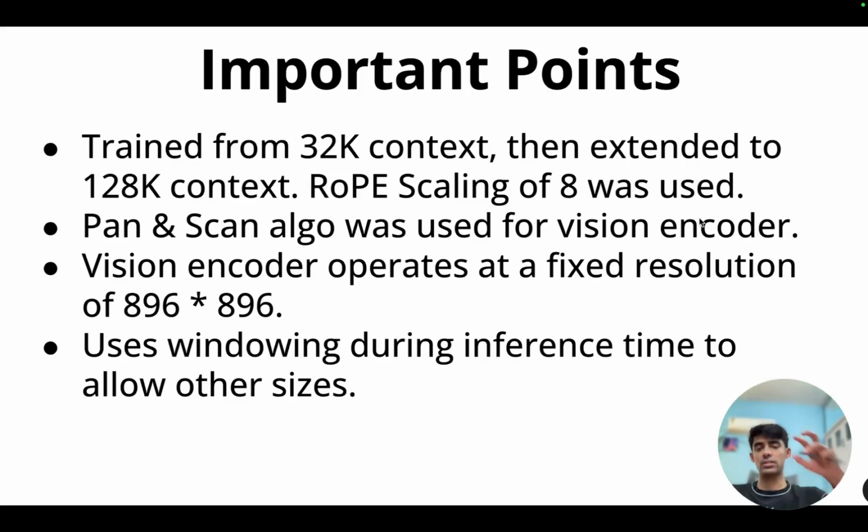Now, important points: they trained with a 32K context, then extended it to 128K context. Everyone should know this. They used a rope scaling of 8; rope is rotary position embeddings, which a lot of people already know. The Pan and Scan algorithm was used for the vision encoder. For the vision part, I have not specifically made a slide because I have not studied it in detail yet. They used a fixed resolution of 896 by 896, and now they use windowing at inference time to allow other sizes.